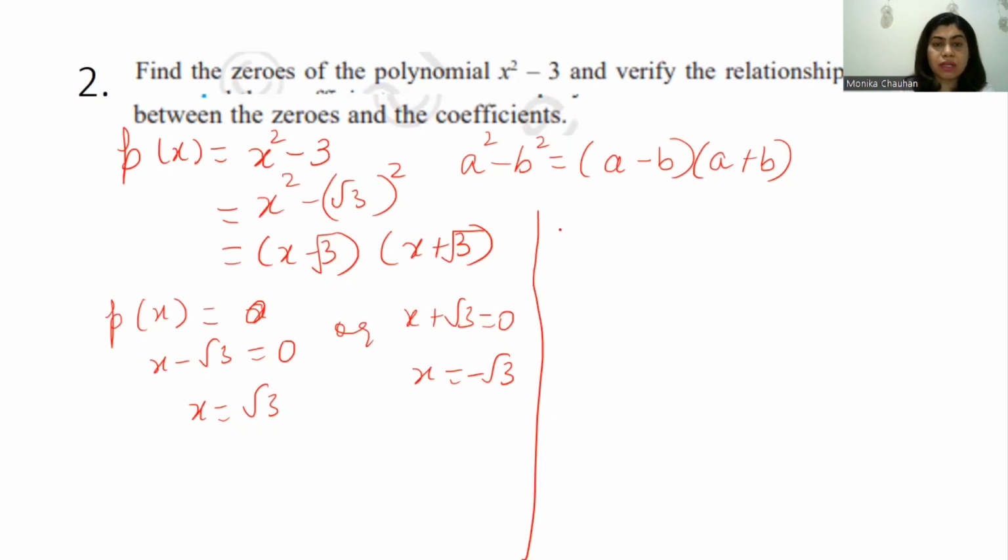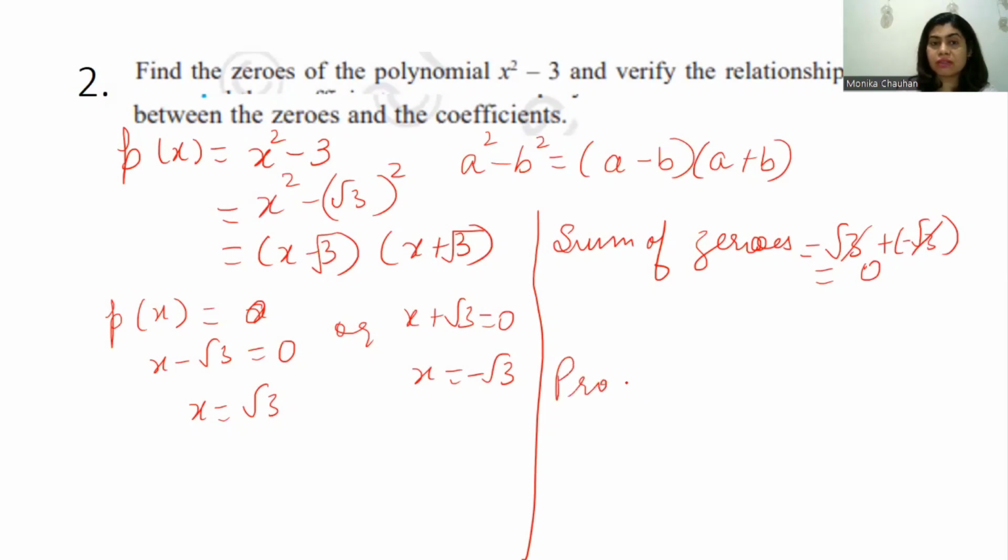What is the sum of zeros now? Now my sum of zeros, what is it? What are two zeros? Root 3 and minus root 3. What do you get? Same number, cancel. So you got 0. And product of zeros, what do you get? Product of zeros is root 3 into minus root 3. You got minus 3.